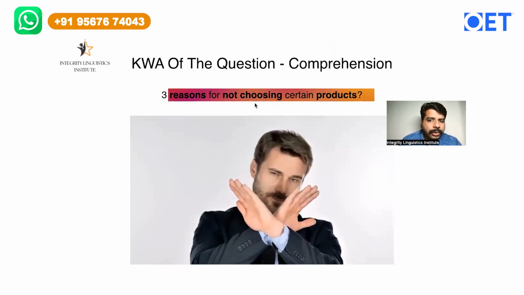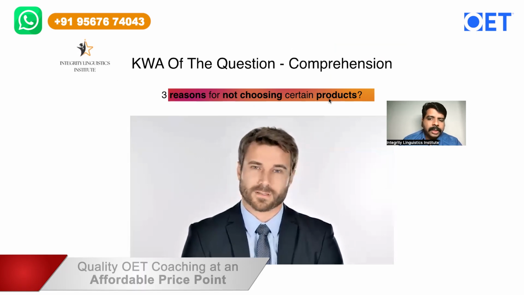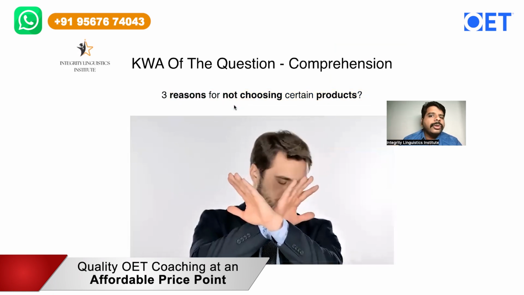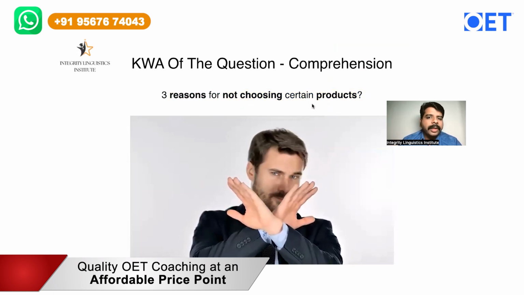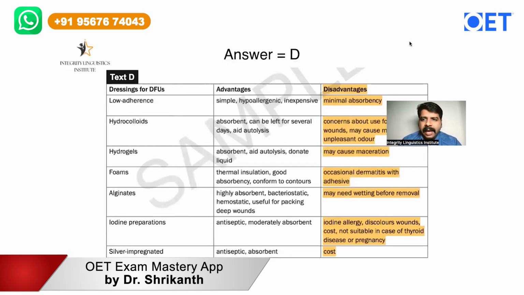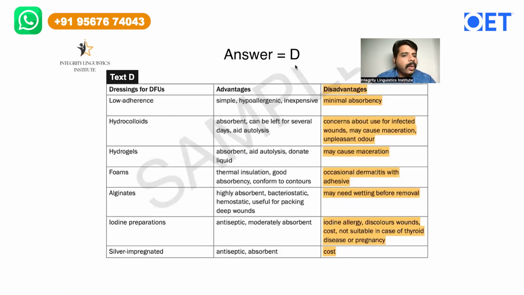Reasons for not choosing certain products. Okay, so there are certain products mentioned, and also they have given some reasons for not choosing those products. So we have to find out where it is located. Retain that into your memory. Reasons for not choosing certain products. So the answer is D. So why is answer D the correct answer?